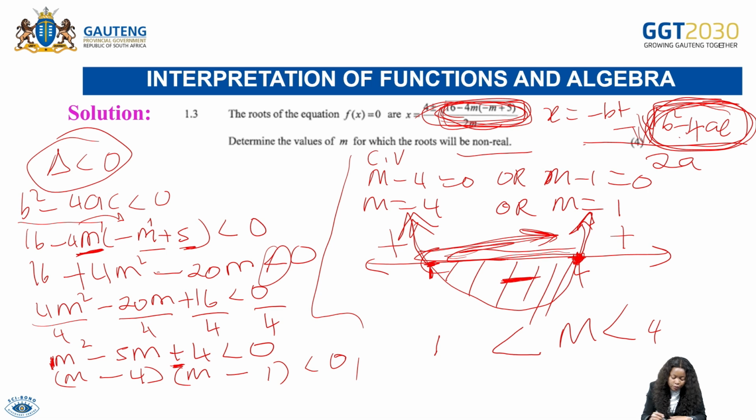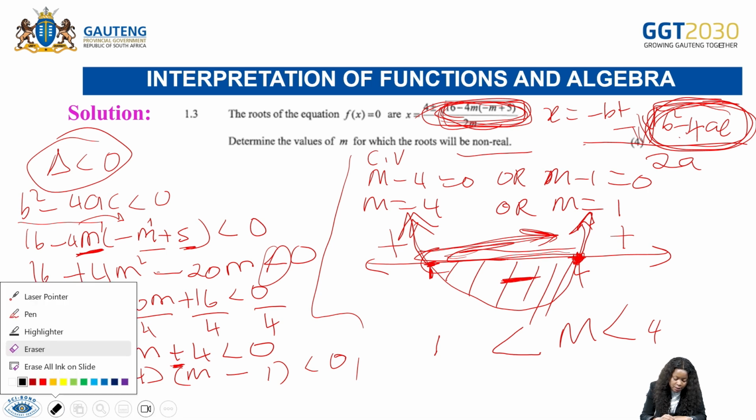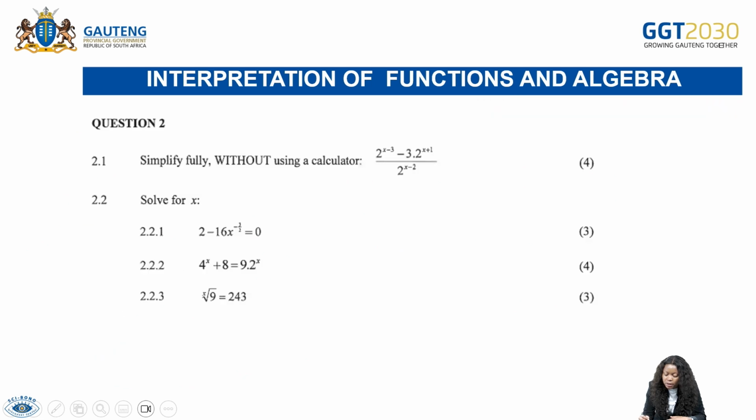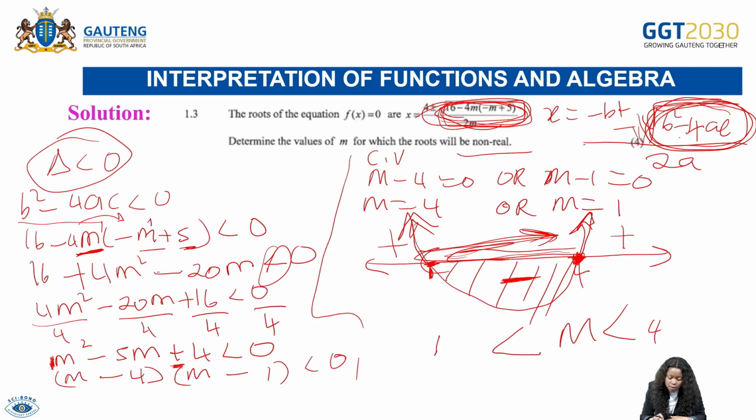Then you get your full 4 marks for doing all of that. Let's see how your marks are allocated. You get a mark for saying m is less than 4, and then you get another mark for saying m is greater than 1. Then you get another mark for saying m is equal to 4, or m is equal to 1.